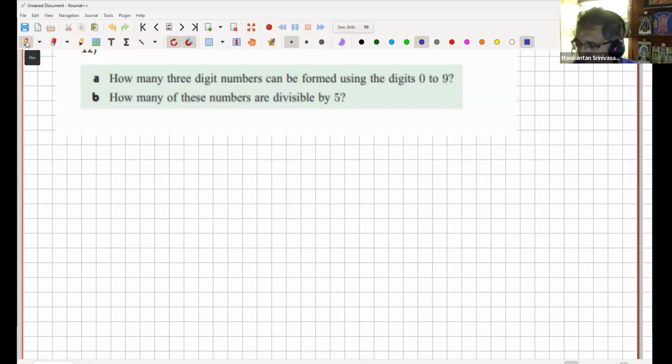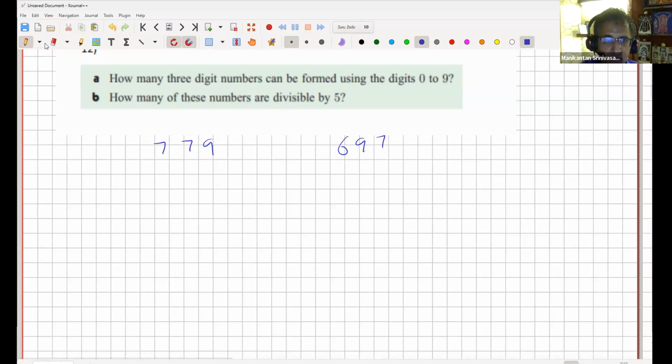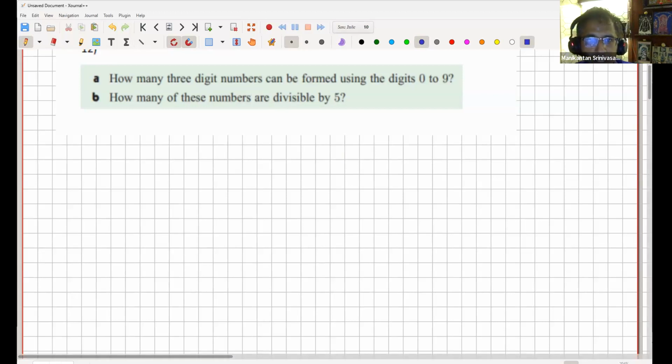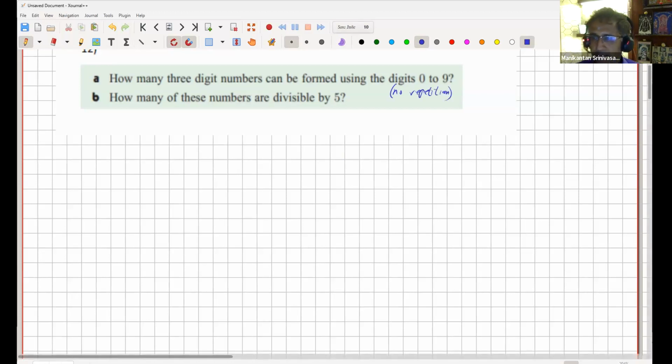I could use, for example, 779 as a number. On another day, they could say no, you can't use 7 twice. Only 697 is a valid number. Okay, so let's do one thing. Let's do both cases. First, with repeats not allowed. And second, with repeats allowed. So let's say how many using the digits, no repetition. Let's do both the parts and then we'll come back.